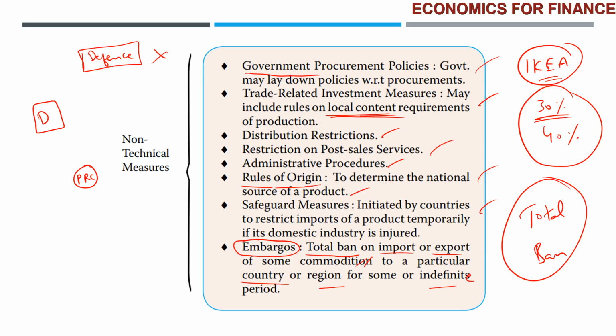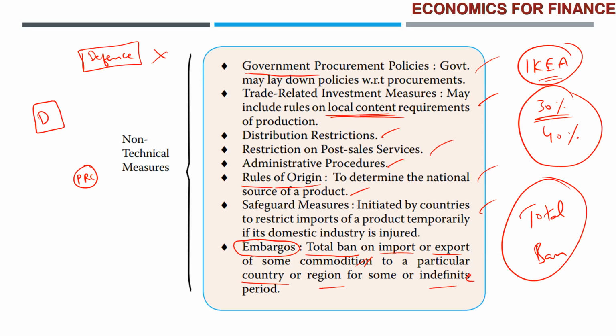Not now, since long time. Iran is under embargo from USA. Like that, North Korea is under embargo. Cuba was under embargo for a long time from USA. Like that, some other countries will have embargo on other countries. For example, Saudi Arabia may have embargo on Israel because of various political and other tensions. One country may completely ban import or export of some commodities from other countries.